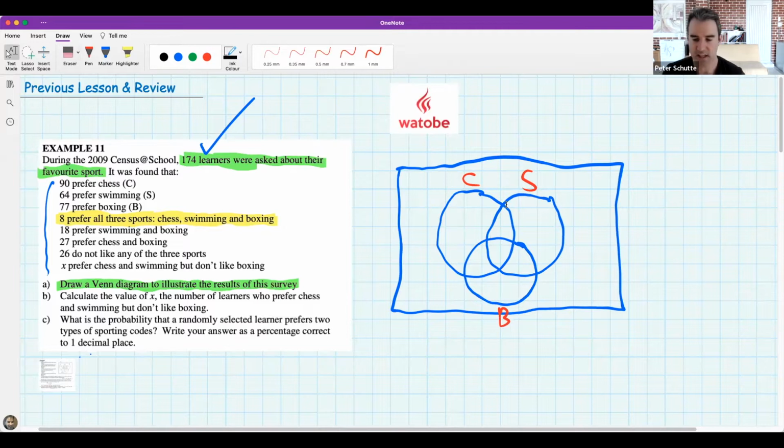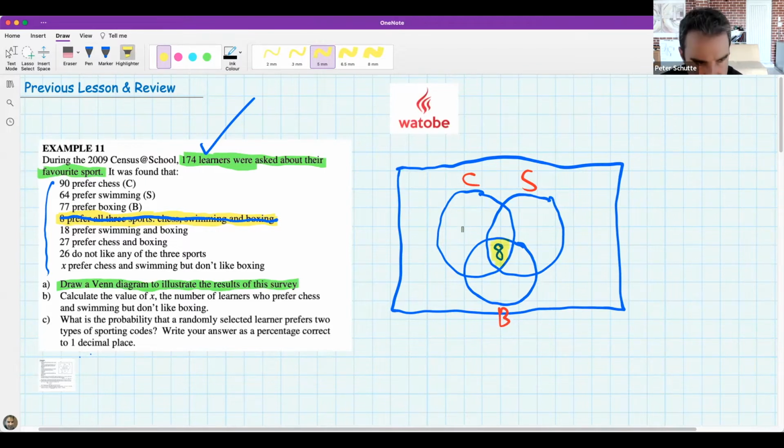And so I want you to take a moment and try. Nolwazi helped us out by saying she was going to start by putting 8 people over here. So 8 people prefer all 3 sports. That area is the intersection of all 3 circles. You can see it's inside all 3 circles.